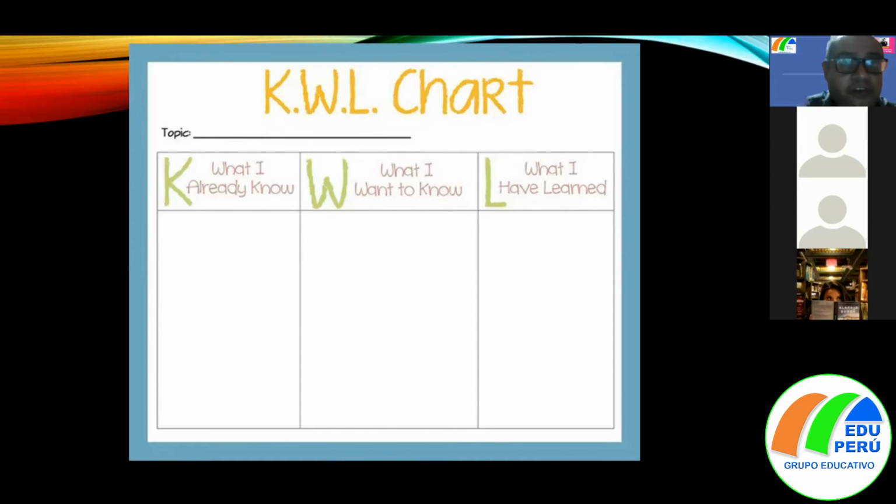The letter W, notice, is what they want to know, their expectations. They are going to make predictions about the text that they are going to read. Oh yeah, teacher, I think the text is going to be about something related to sales or vacations or holidays, or accidents. And they are going to predict using this chart. And the last column, the third column, the letter L, is what they have learned.